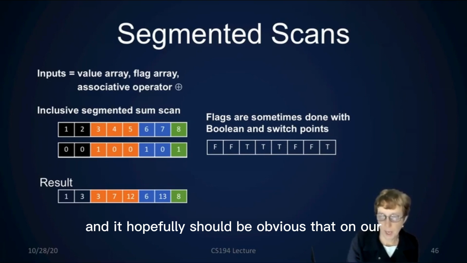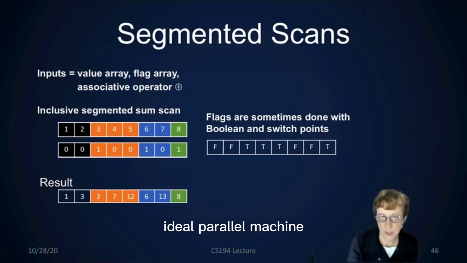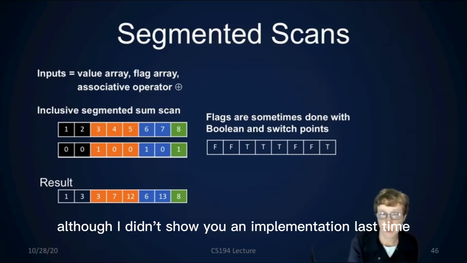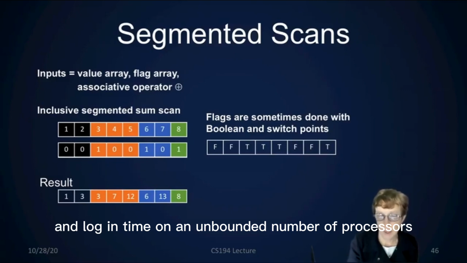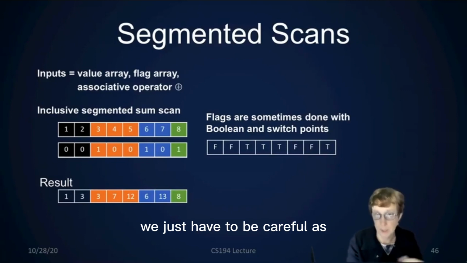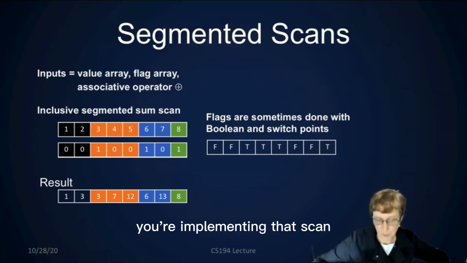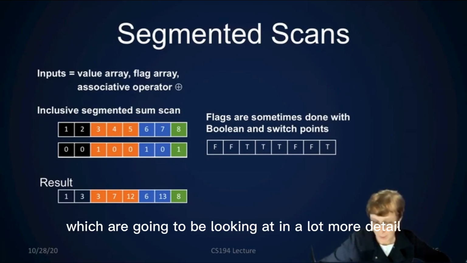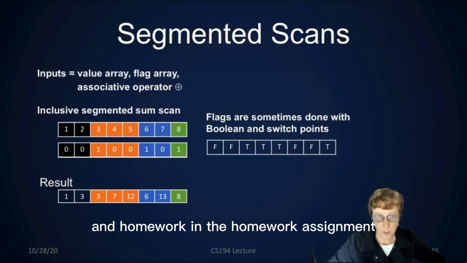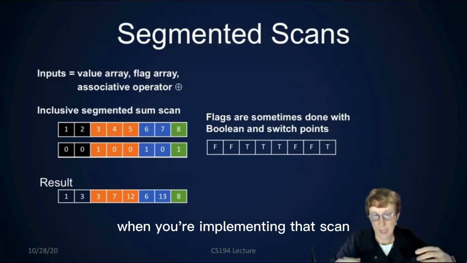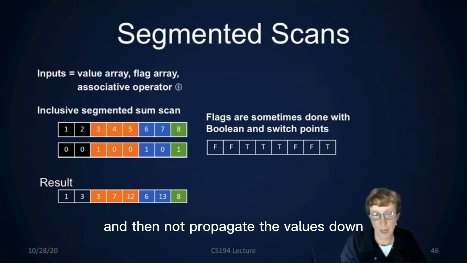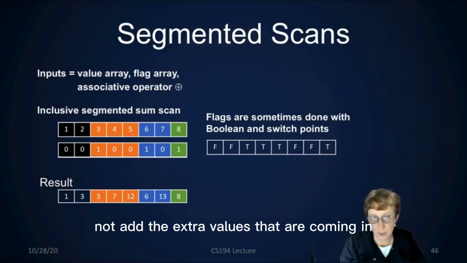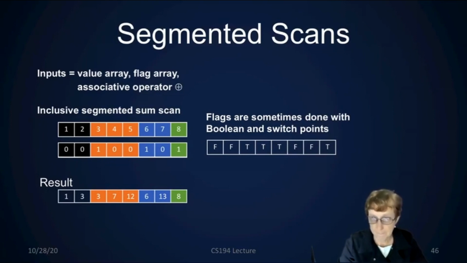And it hopefully should be obvious that on our ideal parallel machine, although I didn't show you an implementation last time of a segmented scan, we can certainly do a segmented scan in logarithmic, log n, time on an unbounded number of processors. We just have to be careful, as remember, you're implementing that scan, which we're going to be looking at in a lot more detail in homework. In the homework assignment, when you're implementing that scan, there are certain places where you would have to look at that mask array and then not propagate the values down, not add the extra values that are coming in, say, from the left.